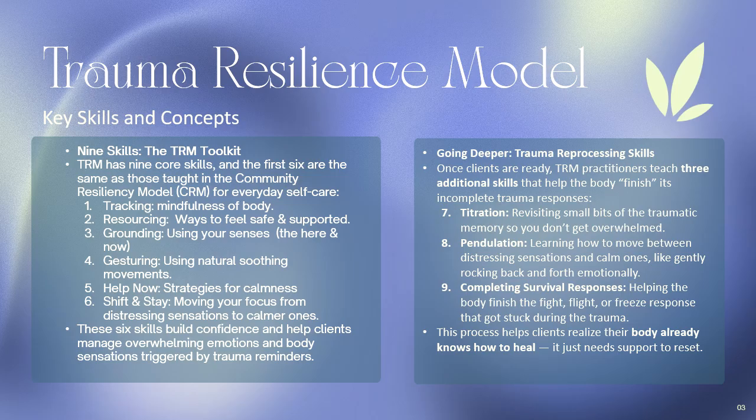Now, the next 3 skills are specifically geared toward TRM. 1. Titration, revisiting trauma in small bits. Titration means approaching traumatic memories in small, manageable doses rather than diving in all at once. Instead of overwhelming the nervous system, the memory is revisited in tiny sips. By focusing only on a small piece of the experience, clients can process without retraumatizing, slowly building tolerance.